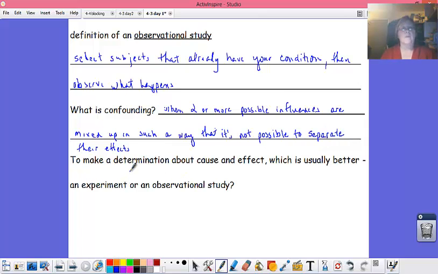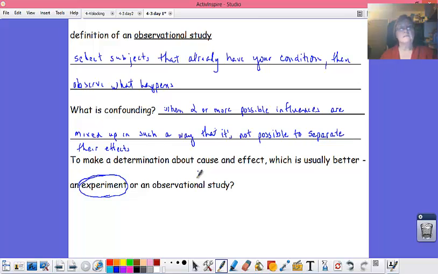So, if you want to make a conclusion about cause and effect, which is usually better, an experiment or an observational study, hands down, an experiment is better. Because when you are doing an observational study, again, you open yourself up to confounding. Maybe you haven't asked your subjects the right questions to decide whether or not your factor is the thing that's causing something else to happen. Maybe there's something that you've overlooked. Maybe that record wasn't kept for these patients. An experiment is definitely the better way to determine cause and effect.